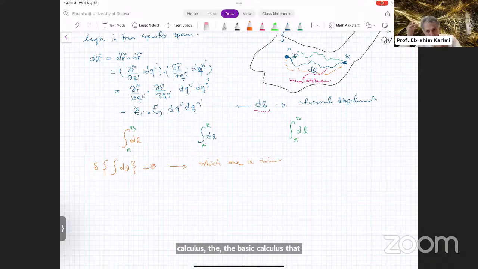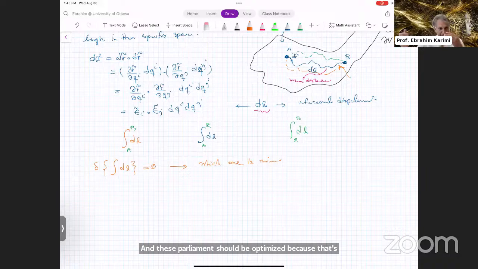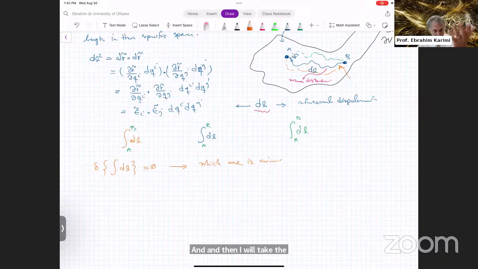Do you agree? Mobin, say yes. How do we find the optimal points? You take the derivative equal to zero. This is exactly what we are doing. We say that's the parameter that I have, and these parameters should be optimized because that depends on the path I'm going along. Then I will take the derivative and set it equal to zero. That's exactly what Isa says about his application of the derivative.